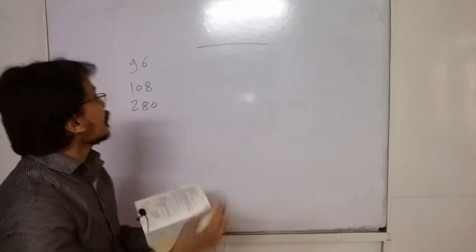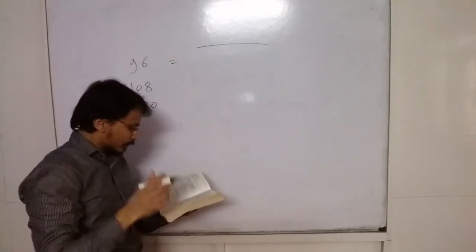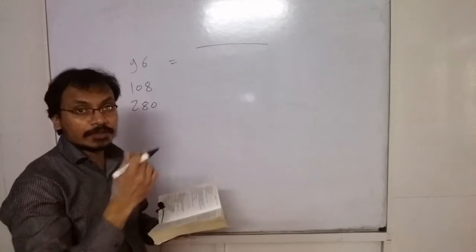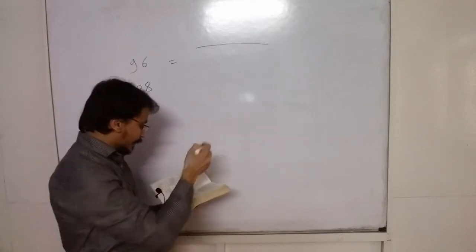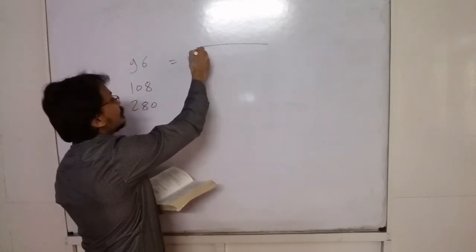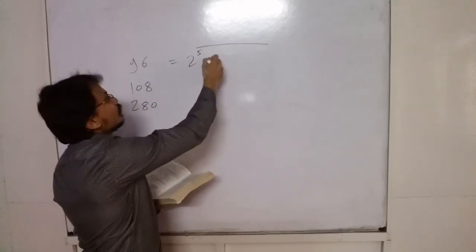Just factorize them. 96: keep on dividing it by the lowest number, 2 into 2 into 2, so you will get the factors as 2 raised to the power 5 into 3.